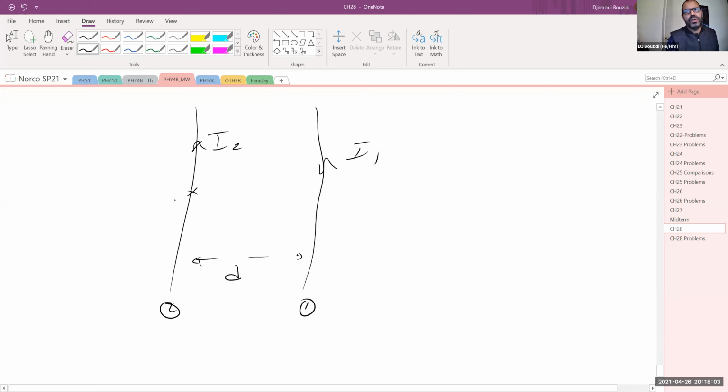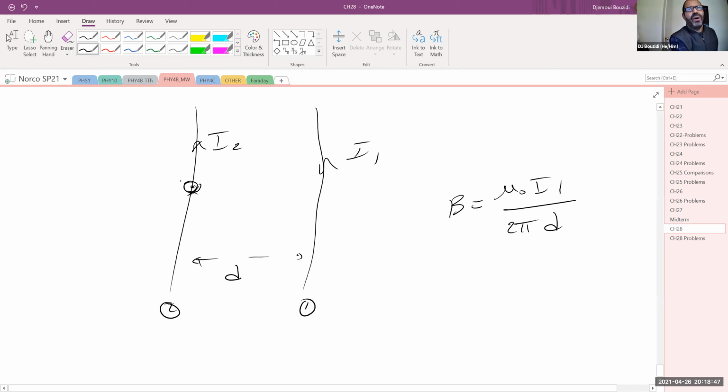I want to find the magnetic field at that point. Since the current is going up, if I do my right-hand rule, the magnetic field produced by I1 will be coming out of the screen at wire 2. It's going to go in from this side, but come out of the other side. Okay? So that is the magnetic field, and it simply will be equal to mu naught I1 over 2 pi times the distance d, the distance between them.